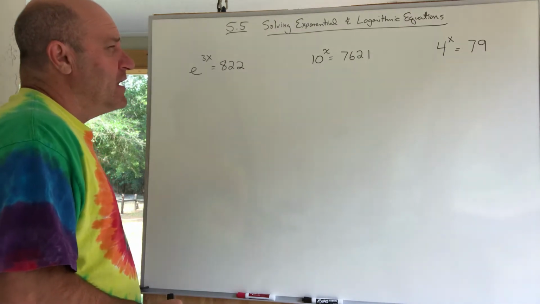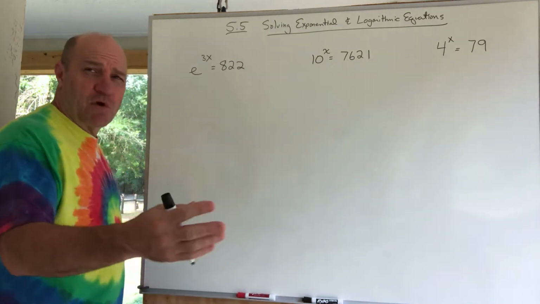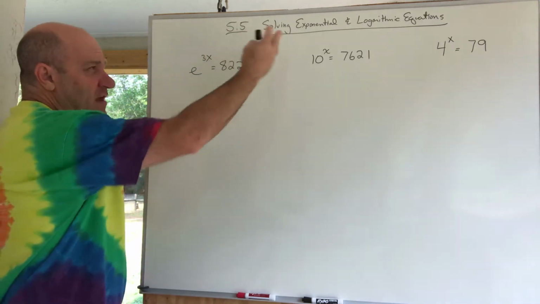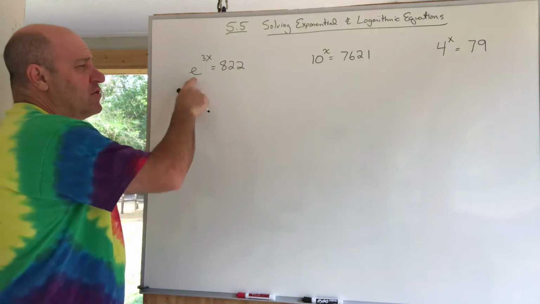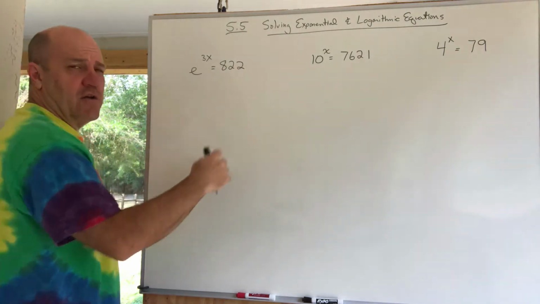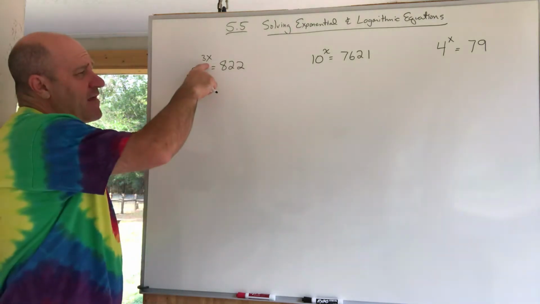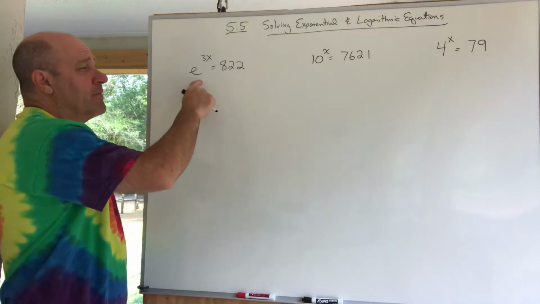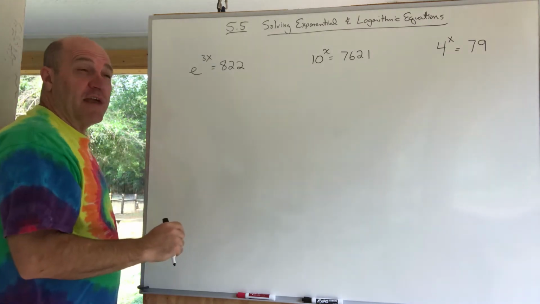We already solved some equations a little bit in some of my previous videos, but they're officially presented here. So if I'm trying to solve this equation, e to the 3x equals 822, I got to get to that 3x. I want to undo the e function. That's a base e, so I think I want to do a logarithm.